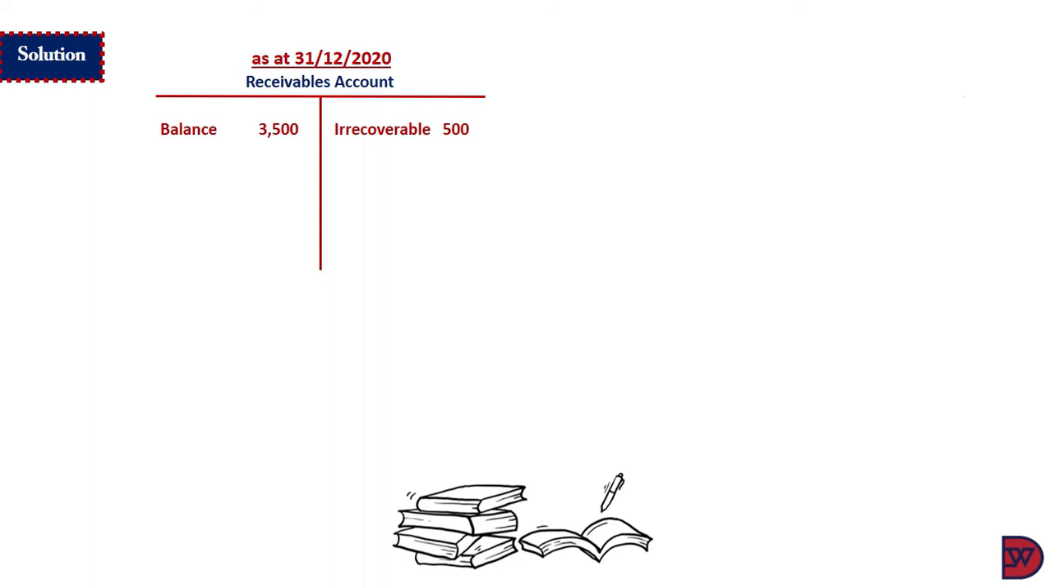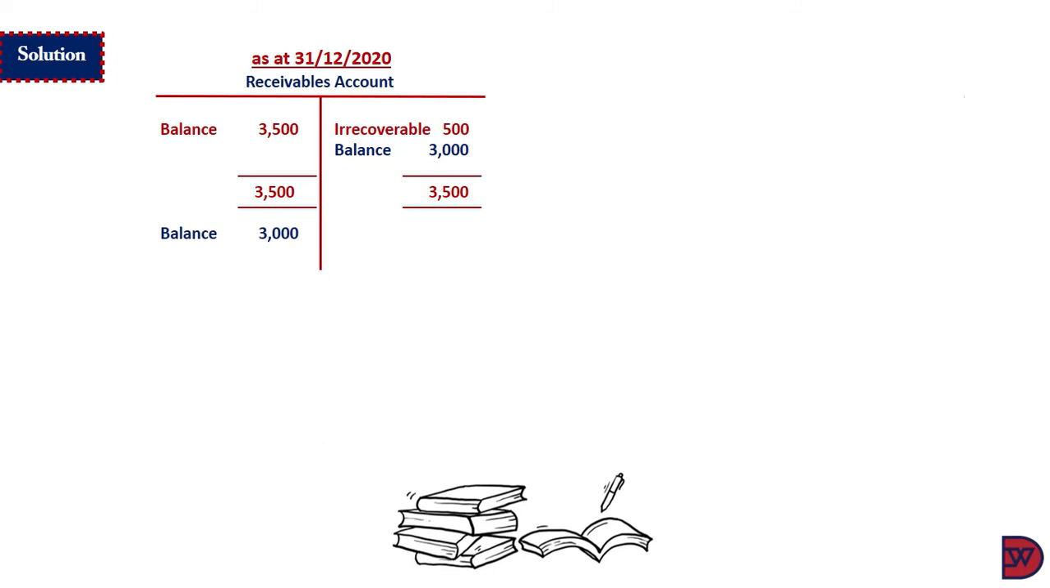We have to balance off the receivables account. We draw total lines on both sides of the account. Then we find the bigger of the two sides. So $3,500 to the debit as against $500 to the credit. So we put the $3,500 in the lines. Then we come to the smaller side, which is the credit, and find the balance, which is $3,000. Move it to the opposite side, which is the debit.